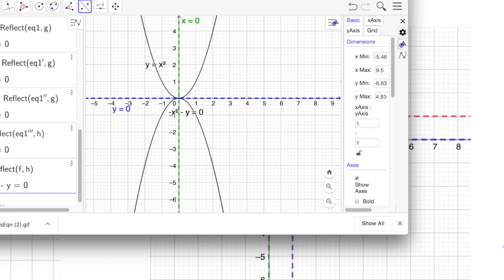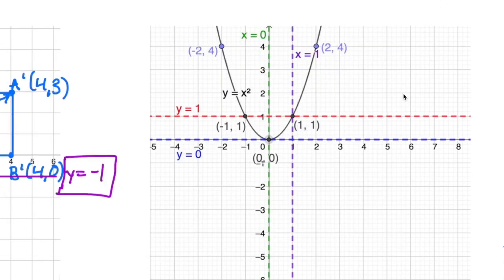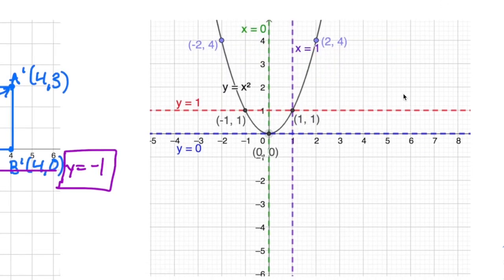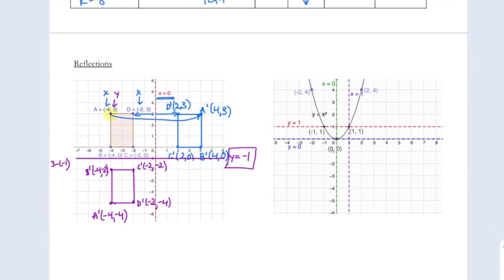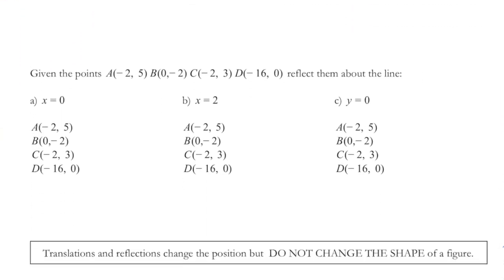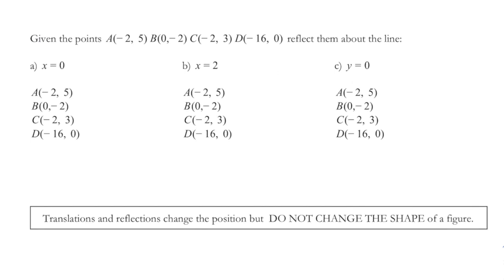And we're going to go back to this guy. If you want, you can pause the video and jot that down. One last point to make about reflections is that, again, you don't always need to have the graph.